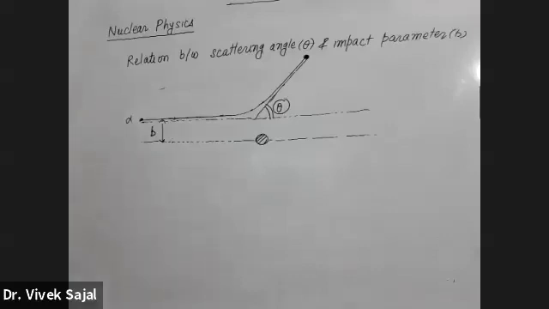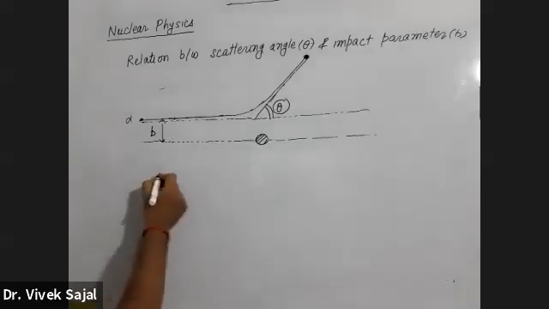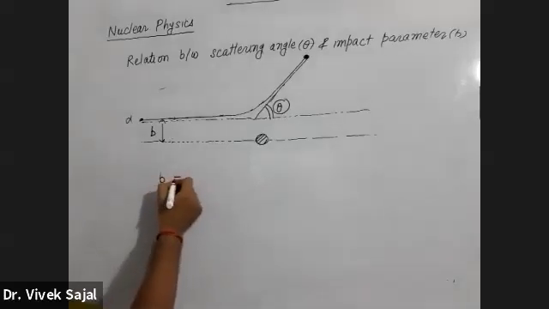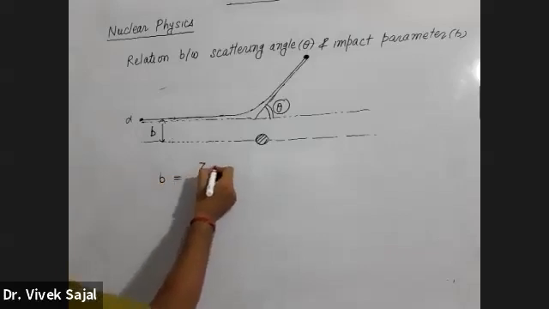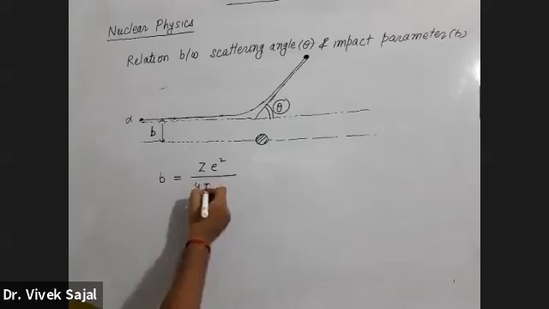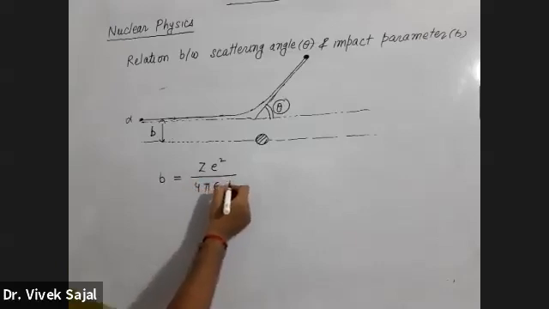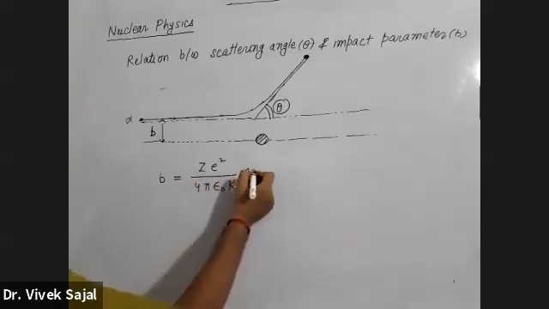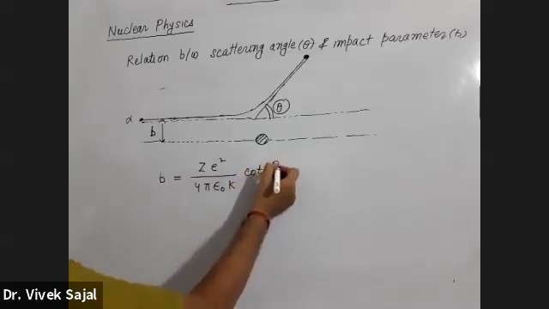Yes sir, thank you. Now he gave a relationship between them, and what was the relationship? This was B equal to Z E square upon 4 pi epsilon naught K cot theta by 2.